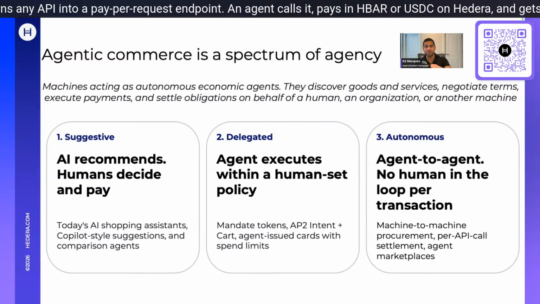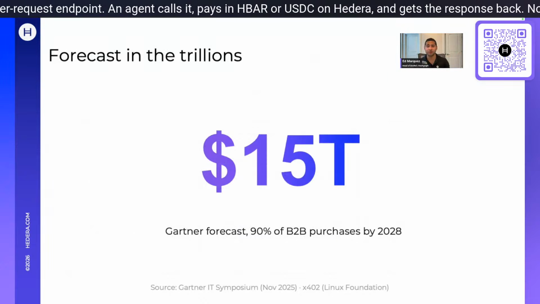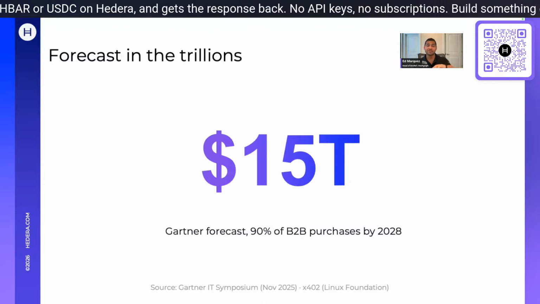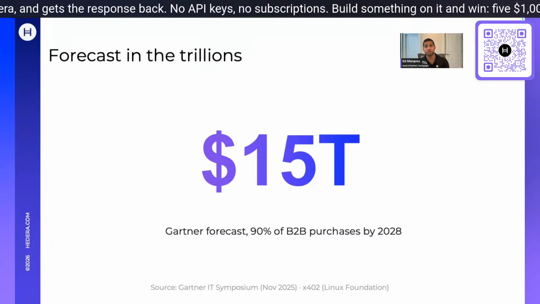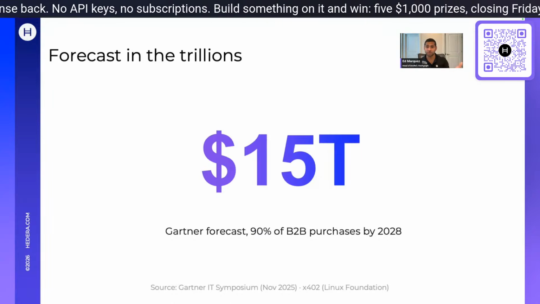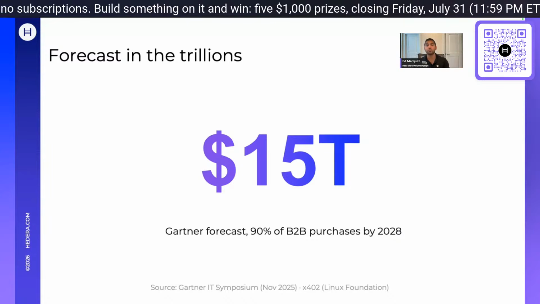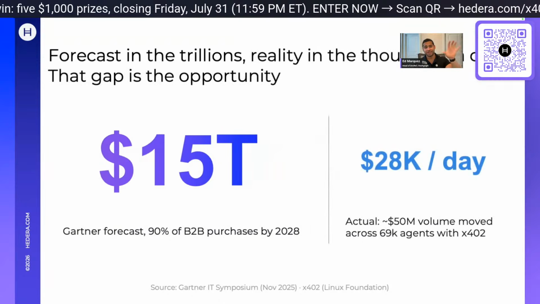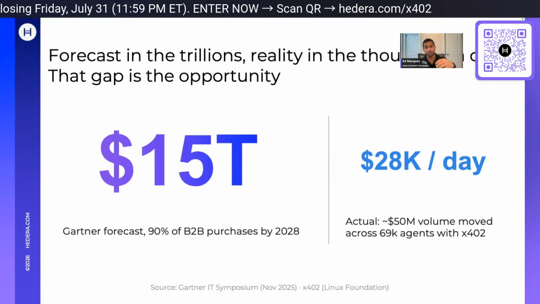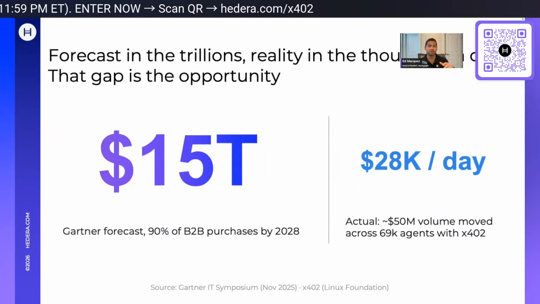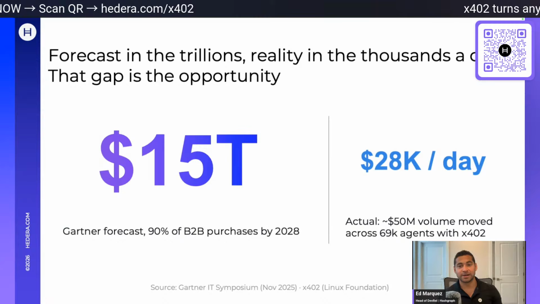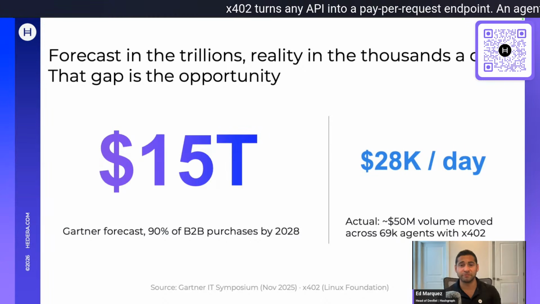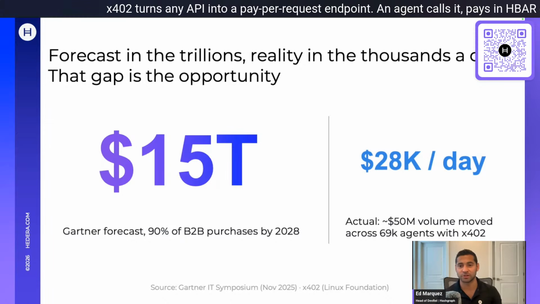Now, it's not just me saying that, right? We also have analysts like Gartner and folks like the Linux Foundation seeing this. And in fact, Gartner thinks that 90% of business-to-business or B2B purchases are going to be intermediated by agents. And so that's an opportunity of over $15 trillion by 2028. Now, that's a forecast. Here's the measured number that we have today with the x402 protocol. And it has around 69,000 agents that have run almost 200 million payments. And in terms of volume, that's roughly $50 million in volume, so about $28,000 a day.